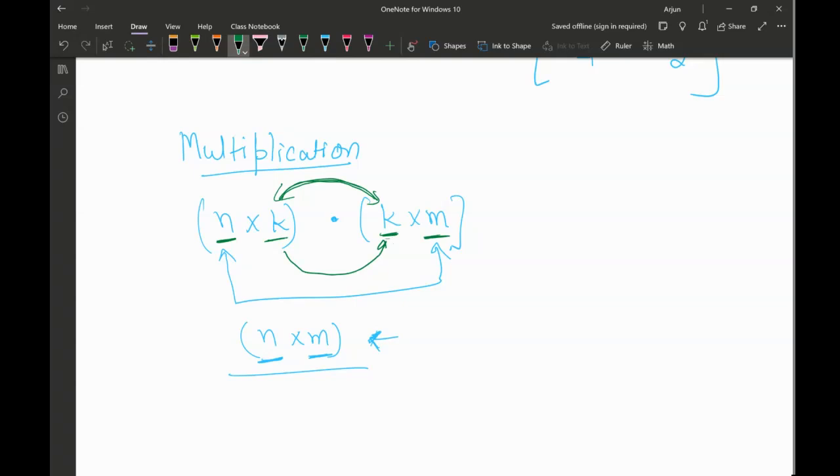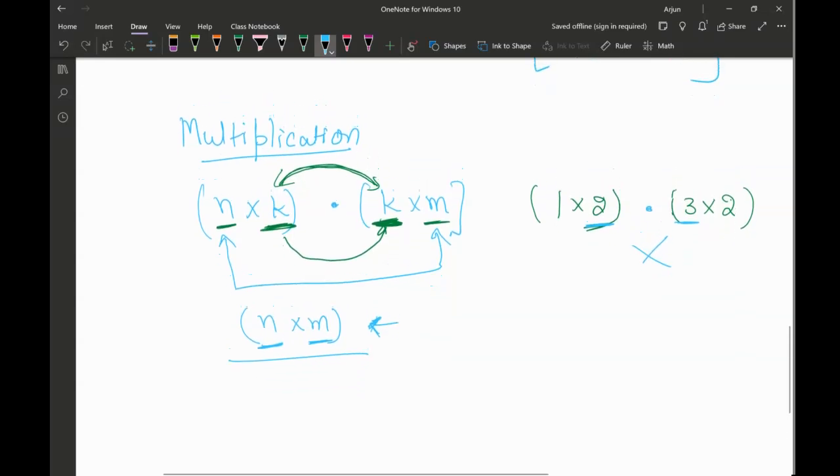There has to be k number of rows in the second one and k number of columns in the first one. So if it is 1 times 2, and I multiply it with, let's say, 3 times 2, the number of columns of the first matrix is not the same as the number of rows of the second matrix. I cannot multiply these two matrices. So this matrix multiplication is not possible.